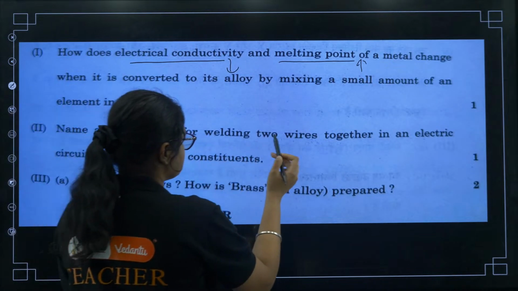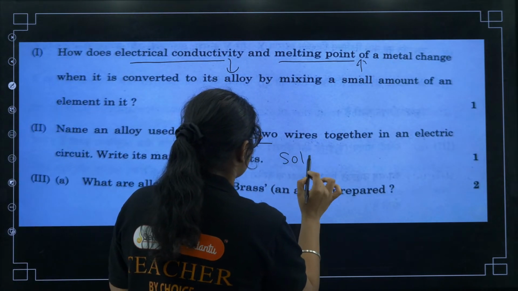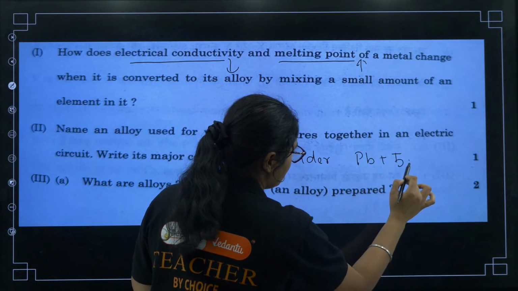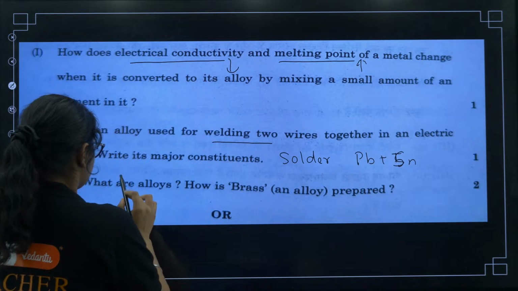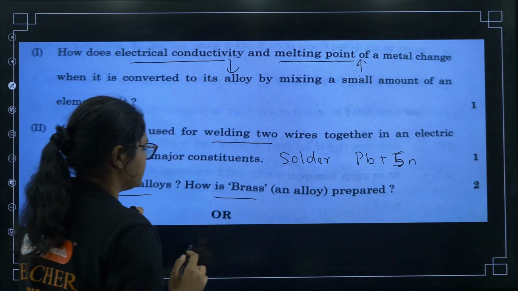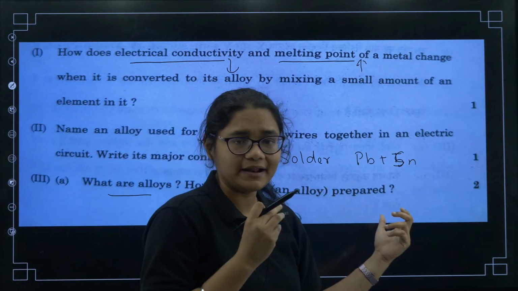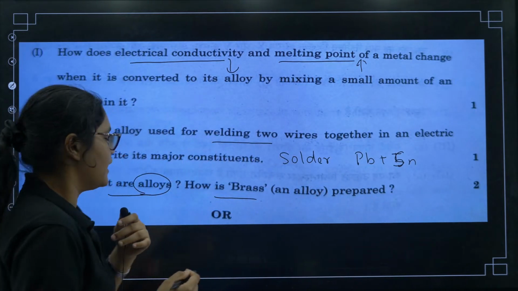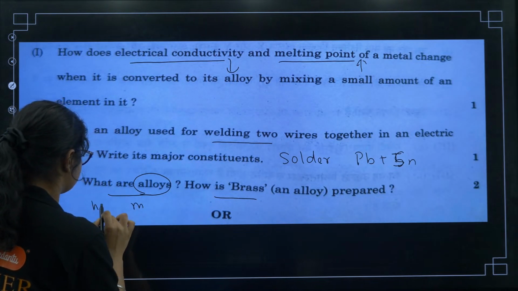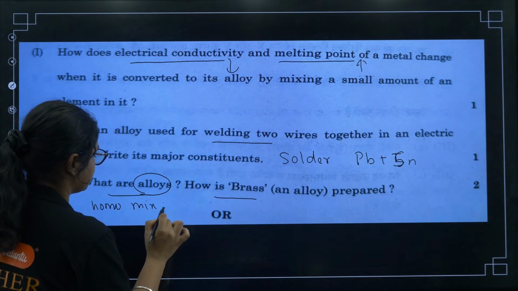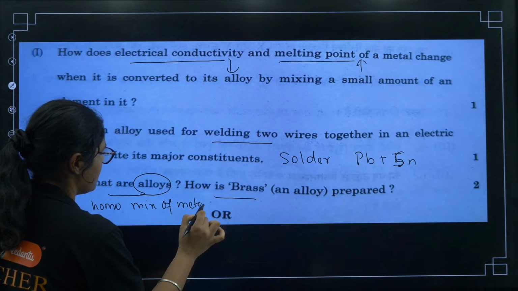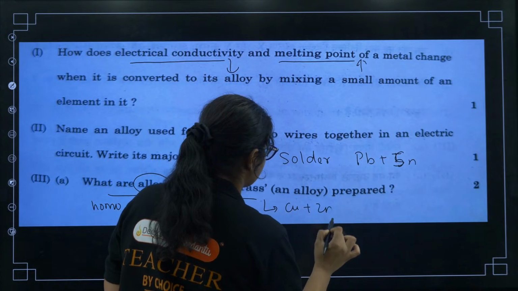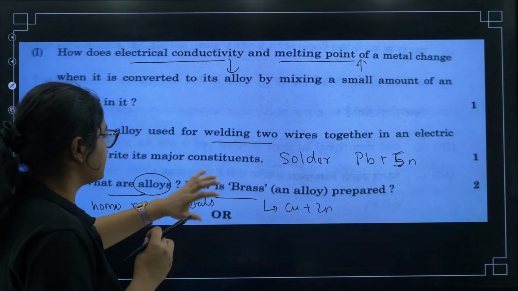Next, name an alloy which is used for welding. The alloy name is solder, and it is a mixture of lead plus tin. Then what are alloys and how is brass prepared? Alloys are mixtures of metals, homogeneous mixtures of metals. How is brass prepared? Brass is a mixture of copper plus zinc. So that is what you have to write.